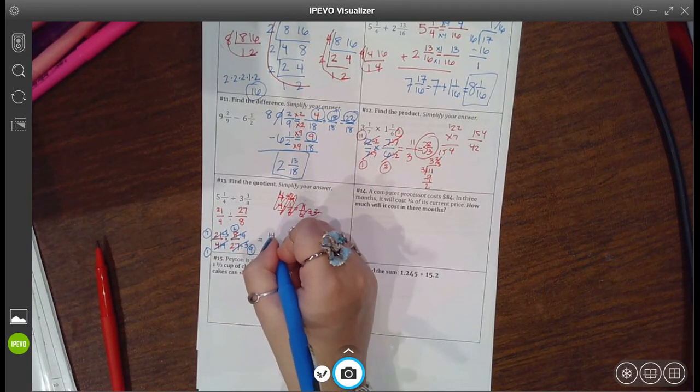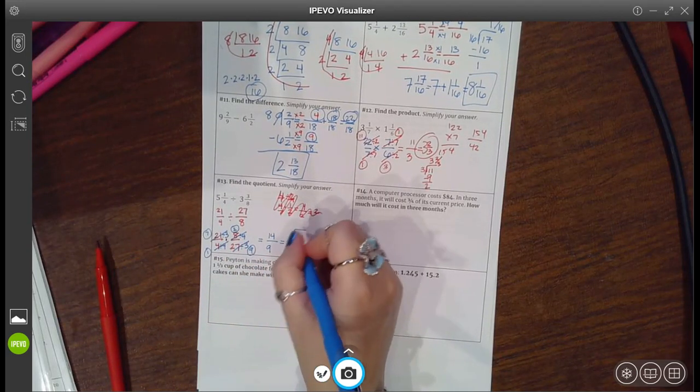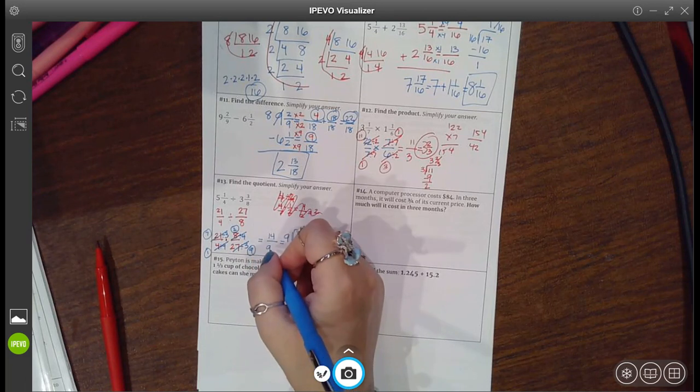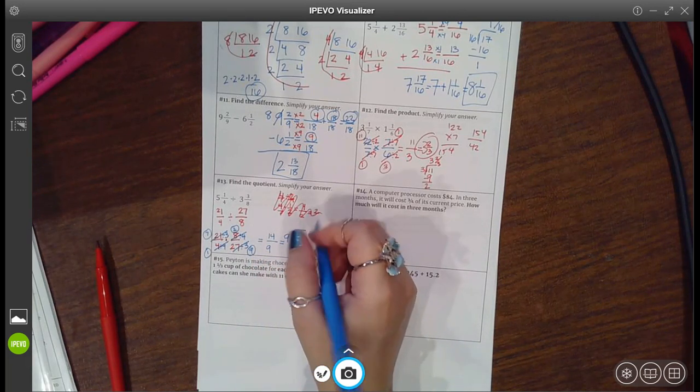7 times 2 is 14. And 1 times 9 is 9. Take the top, divide it by the bottom because it's improper. If it was 9/14, you wouldn't have to do this. But because it's improper, I need to change it to a mixed number.